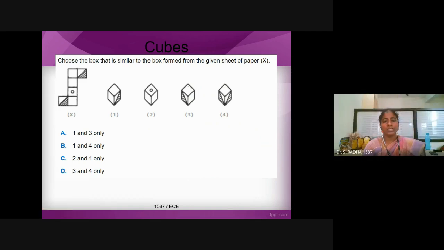Choose the box that is similar to the box formed from the given sheet of paper. This is the sheet of paper, and a box should be formed, and these are the options. Which is the correct one? We are folding this left side sheet so that a box is formed, and which will be the correct answer?